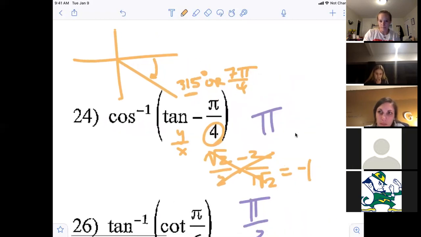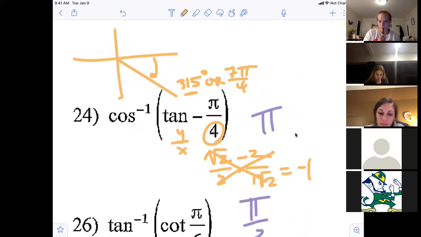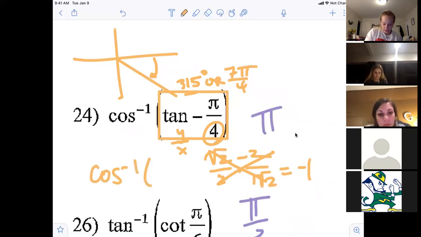Everyone okay with that? So I made the inside just be negative 1. Now I get to do inverse cosine of negative 1. So I ask myself, what angle has an x of negative 1? And the only angle is 180 or pi.